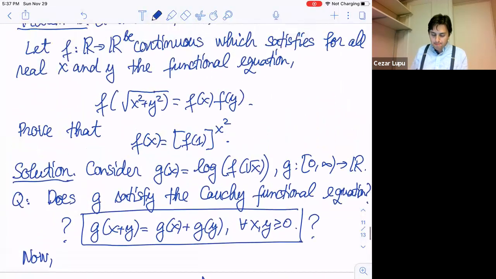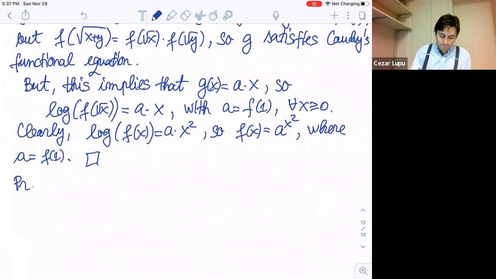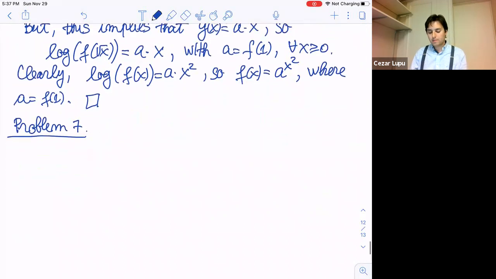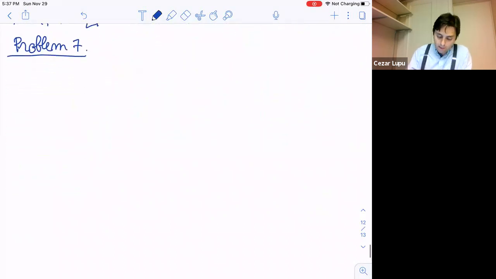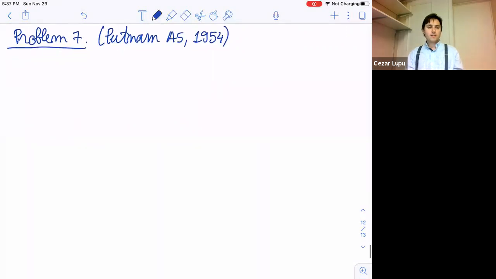All right. Now let's see problem 7. Again, it's a Putnam problem. It's Putnam A5 in 1954. And the problem says the following. Again, it's a classic problem at this point.